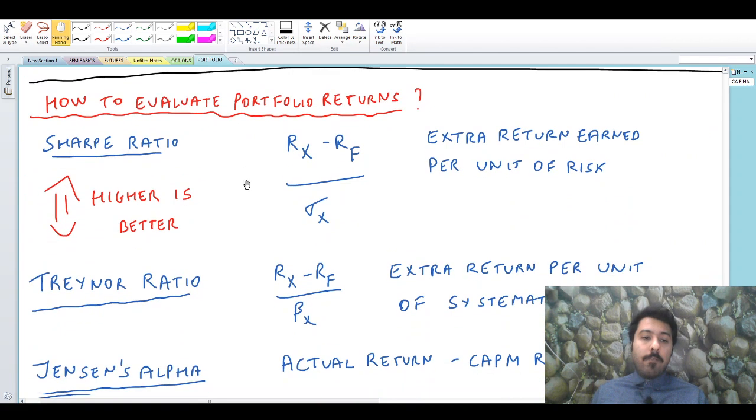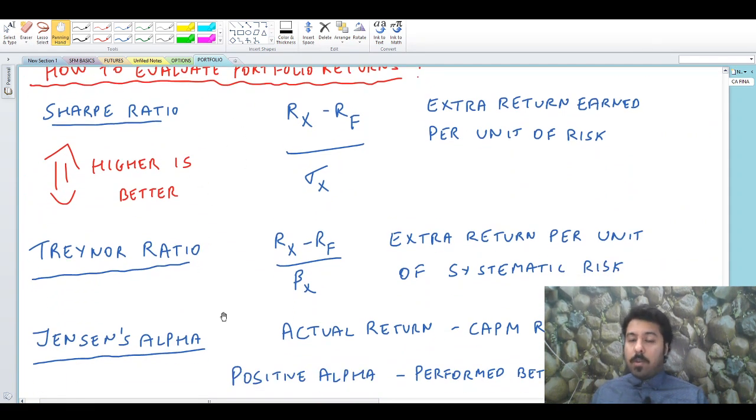So now we have, how do we evaluate portfolio returns? We have Sharpe ratio, Treynor ratio, Jensen's alpha. Okay, what is Sharpe ratio? Rx minus Rf upon sigma x, that is extra return earned per unit of risk. Okay, risk free is the base return, how much you are earning for taking this risk. You are taking a risk by investing in X, so you need to earn a higher return as compared to Rf. Rf has zero risk, so the extra return divided by the risk taken.